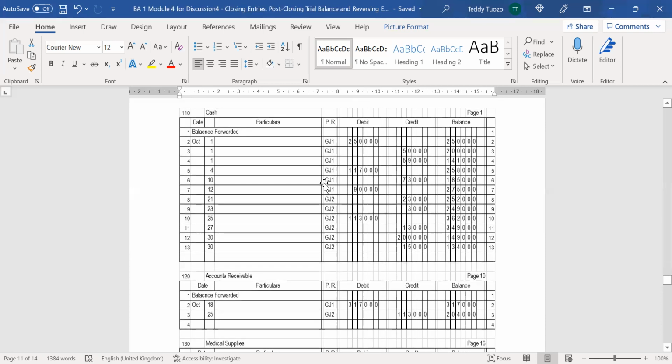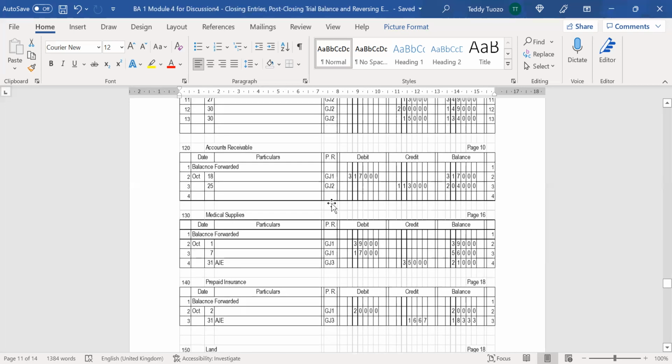So again, you have to take note that after all entries have been made, we do the general ledger. First, after our journal entries, we post to the ledger. Then after the adjusting entries, we post to the ledger. After the closing entries, we post to the ledger. And the reversing entries should also be posted to the ledger. But of course, the reversing entries would only be recorded in the next accounting period.